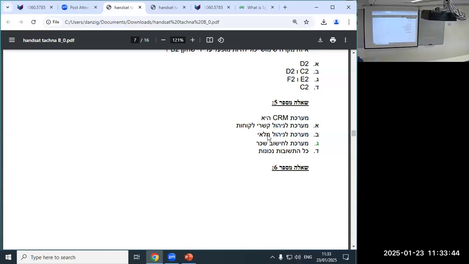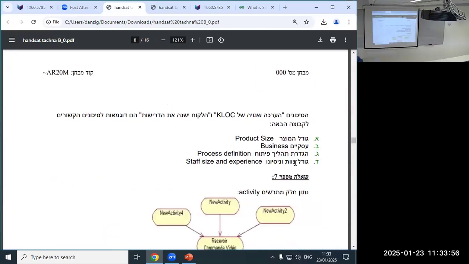Marechet lenihul kishrei lekuchot. It's a system to keep track of the customers. No, I don't. This question is out of place. In my opinion, this question is not on the material, but fine. Next question.